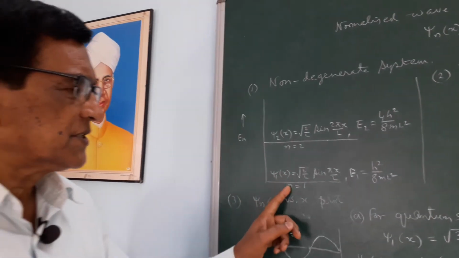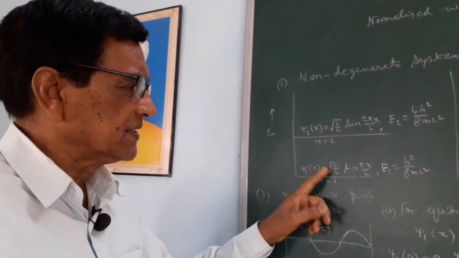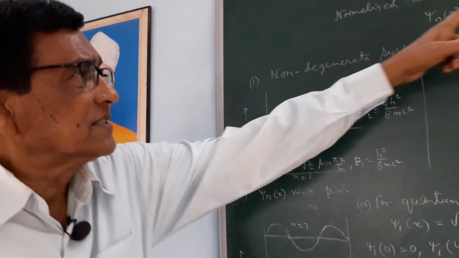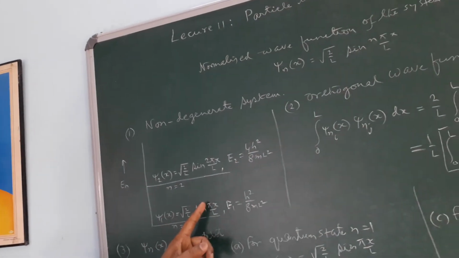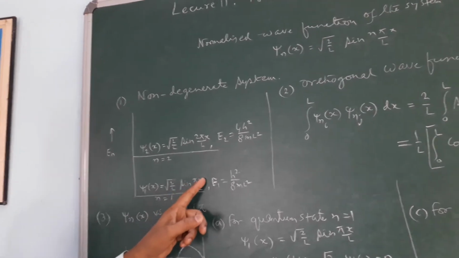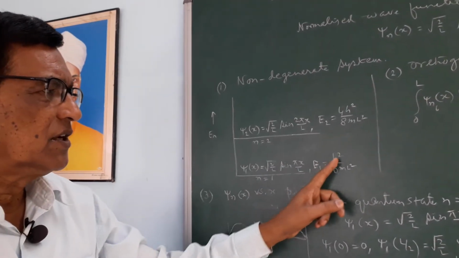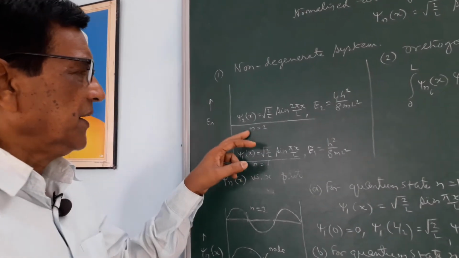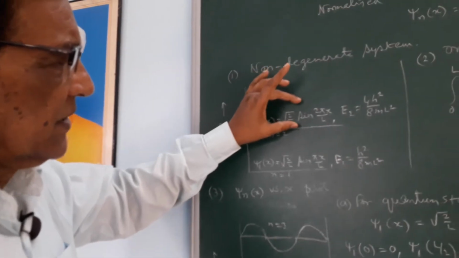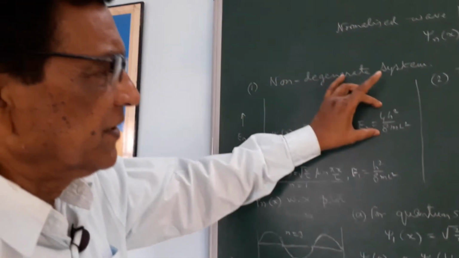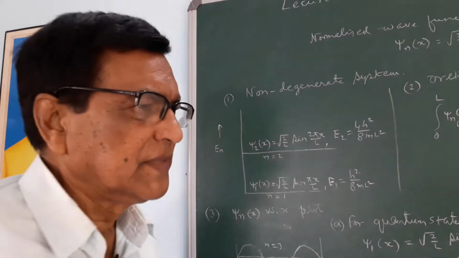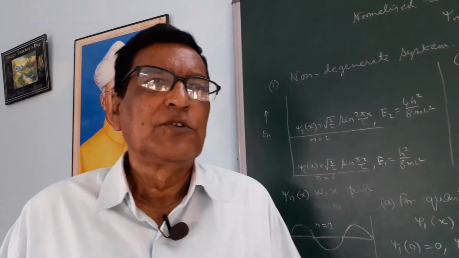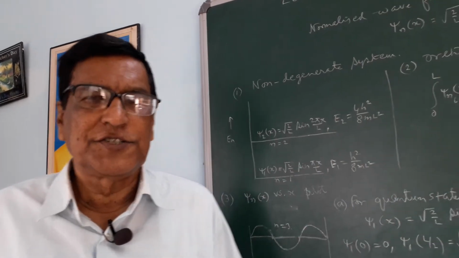Say this is the quantum state n equal to 1: psi(x) equal to root over 2 by L, and instead of n we put 1, sin(pi x by L), and the energy is h square divided by 8 m L square. So for the second state, n equal to 2, it has a different wave function and a different energy value than this one. And this sort of system we call a non-degenerate system.